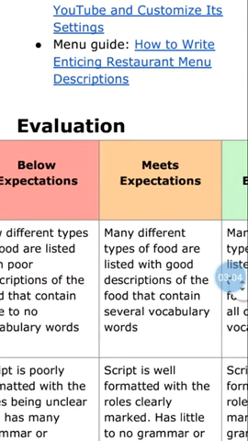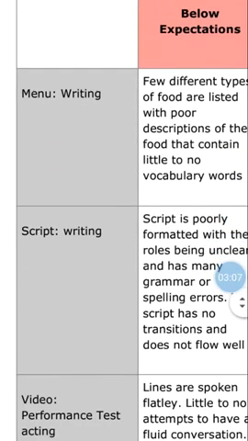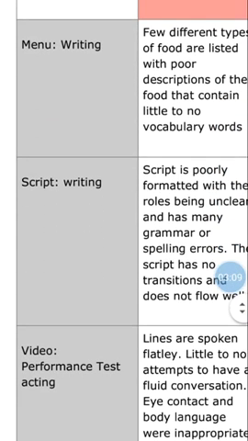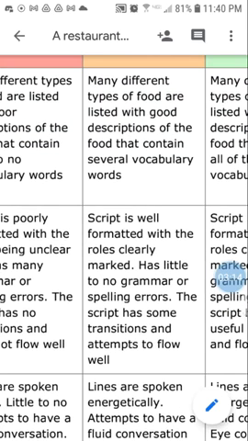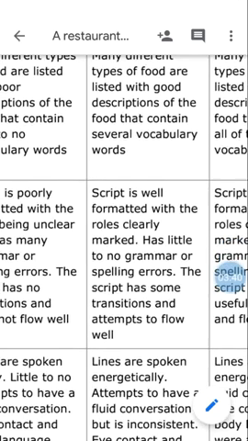Let's talk about how I'm going to grade you. I'm going to be breaking up the grade into 3 different parts: the menu, the script, and the video. To have a good menu, you need very many different foods with good descriptions and containing many vocabulary words in them. To have a good script, the script needs to be formatted clearly and have your roles also clearly marked, while also having little to no grammar or spelling issues. Lastly, the script should contain transitions to flow well.